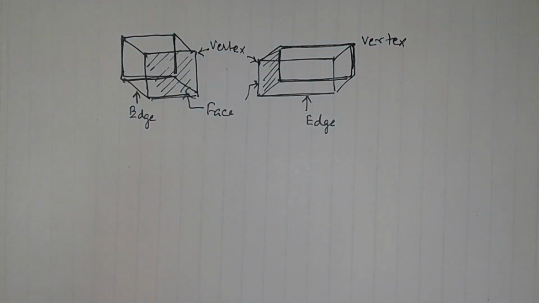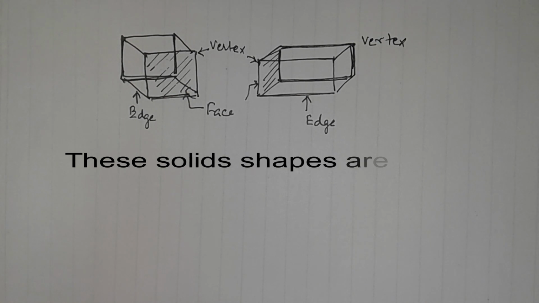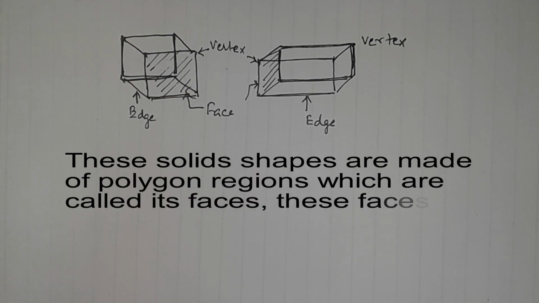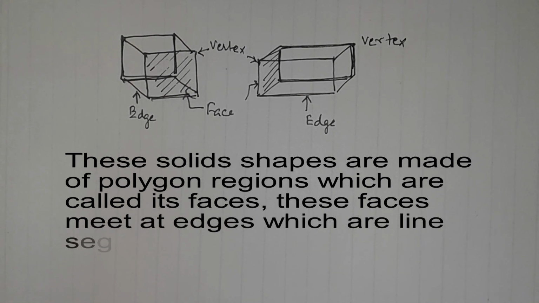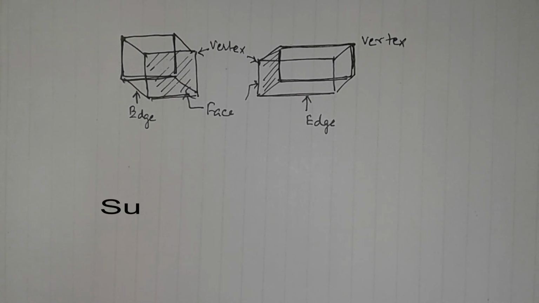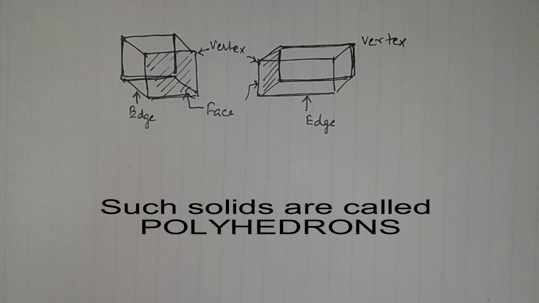So students, now we can say, as you can see, these solids are made up of polygon regions which are called faces. These faces meet at edges, which are line segments, and the edges meet at the vertices, which are points. Such solids are called polyhedrons.